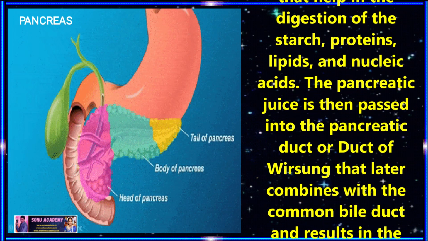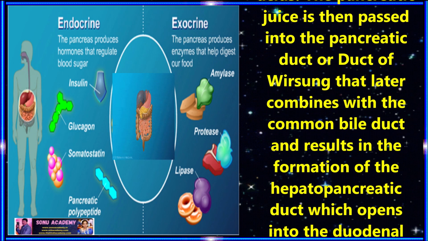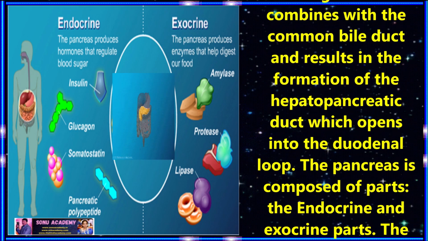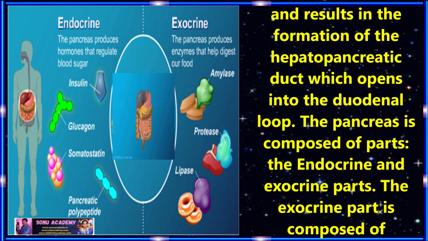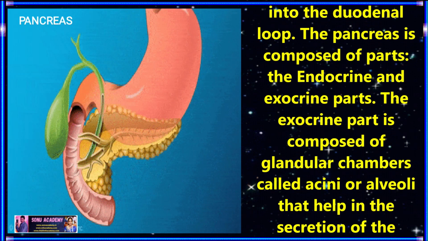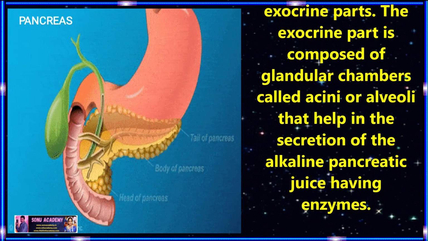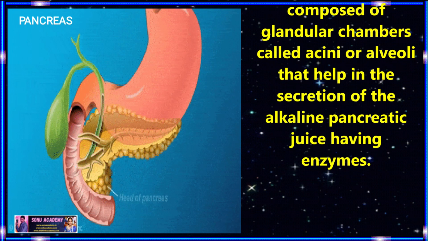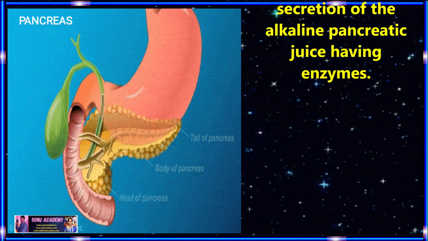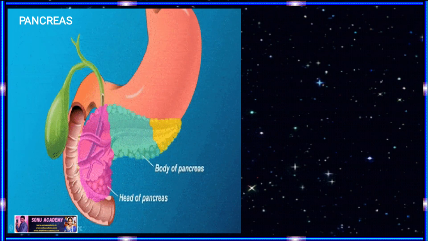The pancreatic juice is then passed into the pancreatic duct, or duct of Wirsung, that later combines with the common bile duct and forms the hepatopancreatic duct, which opens into the duodenal loop. The pancreas is composed of parts like the endocrine and exocrine parts. The exocrine part is composed of glandular chambers called acini or alveoli that secrete alkaline pancreatic juice having enzymes.